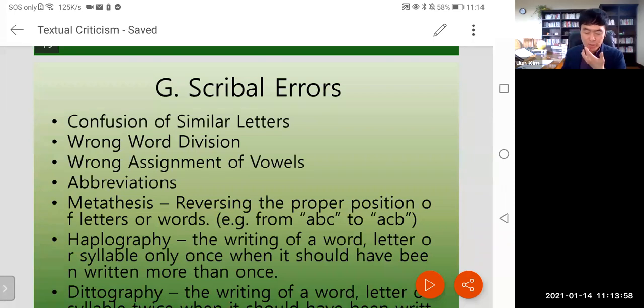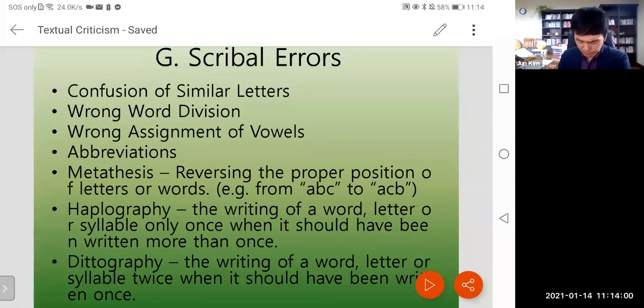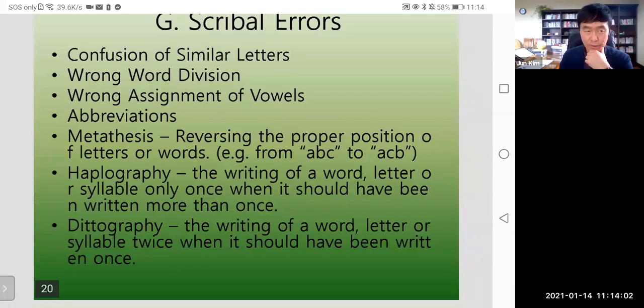information of scribal errors. So, confusion of similar letters. Actually, this has something to do with today's passage, Hosea chapter 7, so we will come back to this one. Wrong word division: as I said in the beginning, there was no division between words. Everything was put together. So by the time the Masoretic scholars needed to divide the words, there might be some errors there. Do you understand?